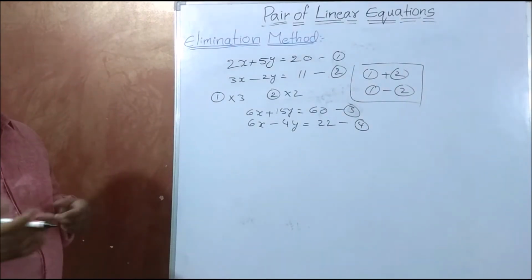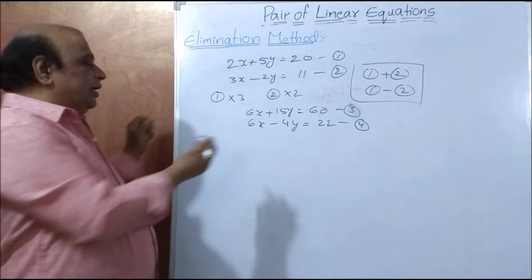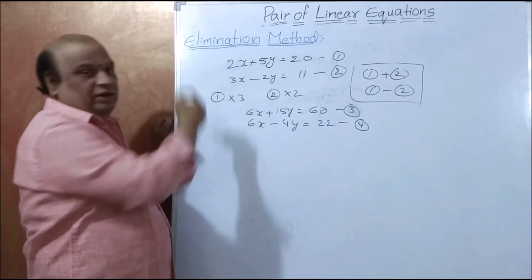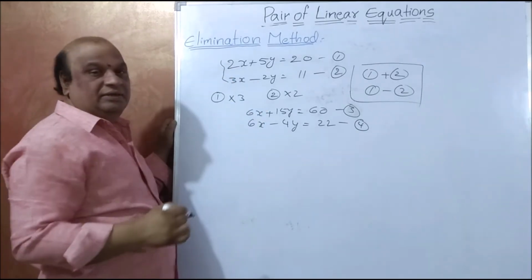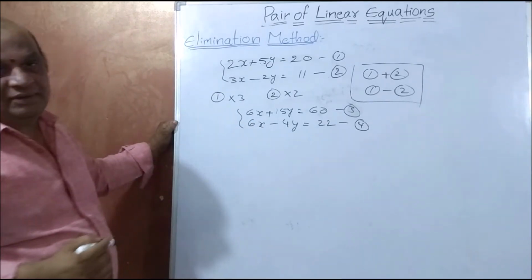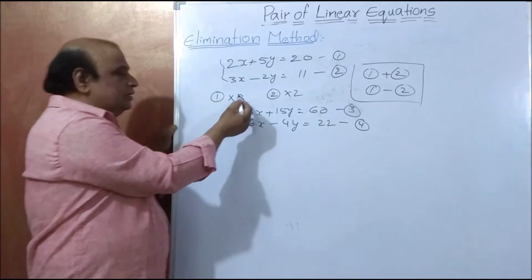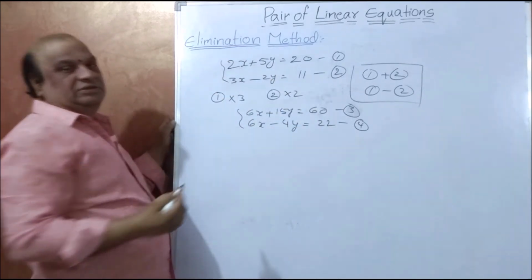What is the logic here? I made the x coefficients equal. Here, if you observe, these are different. Now, these are equal. By multiplying by 3 and 2, I got these two equations.